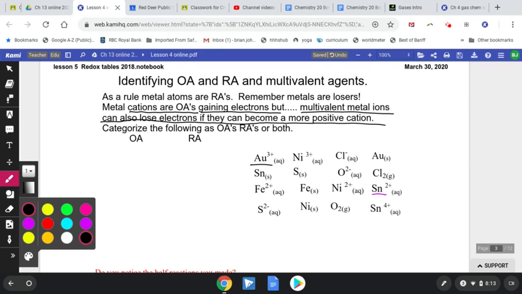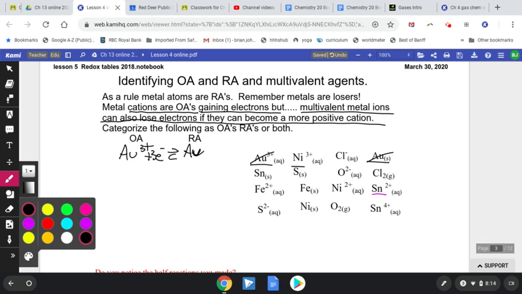Au3+ is very positive. That will be an oxidizing agent. Let's do its partner right now, Au. How do you get from Au3+ to Au? Gain 3 electrons. So there's our half reaction with our oxidizing agent and its reducing agent partner. Okay. What else have we got?